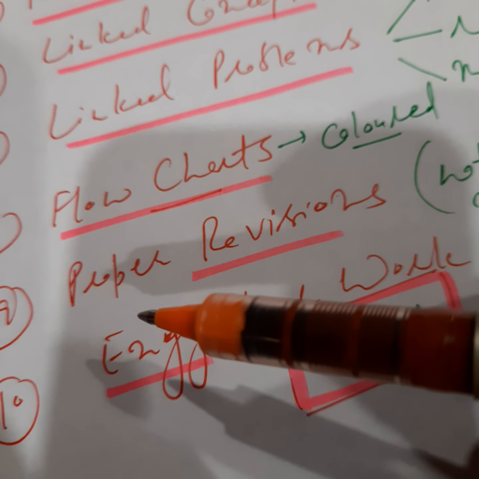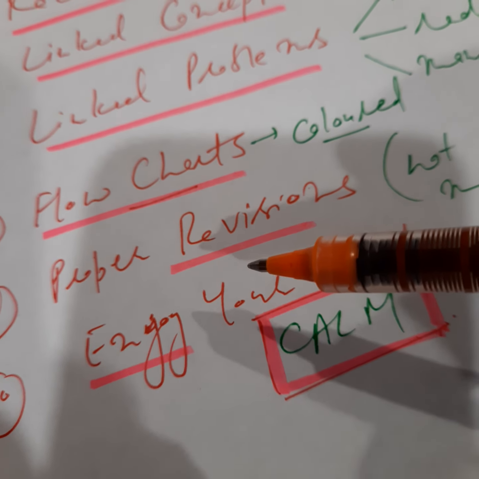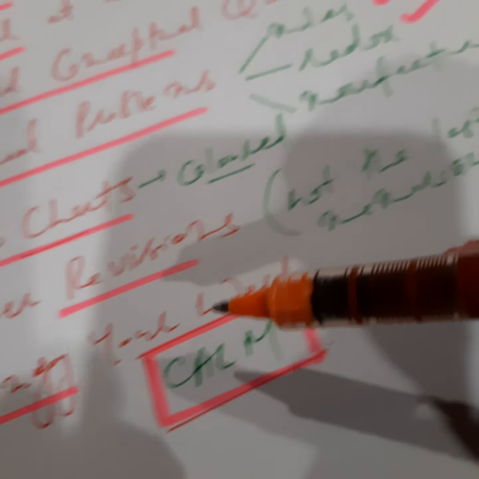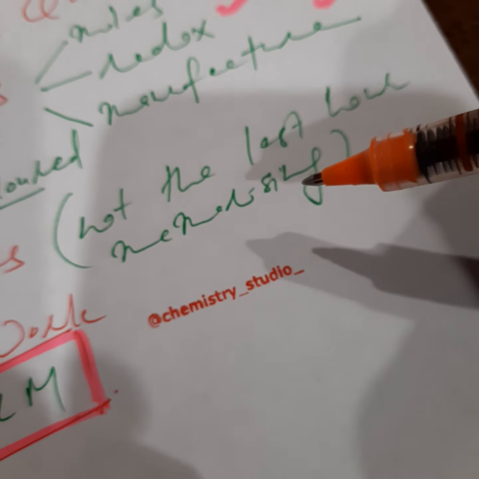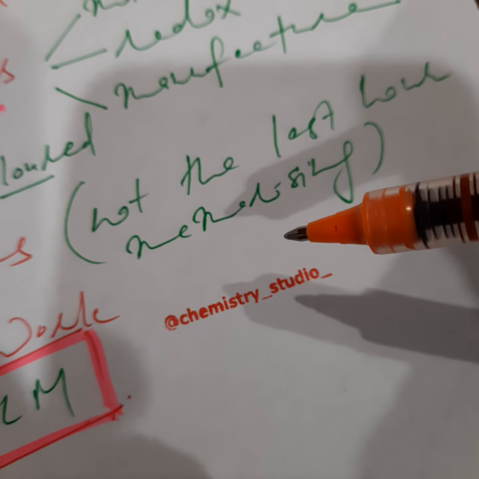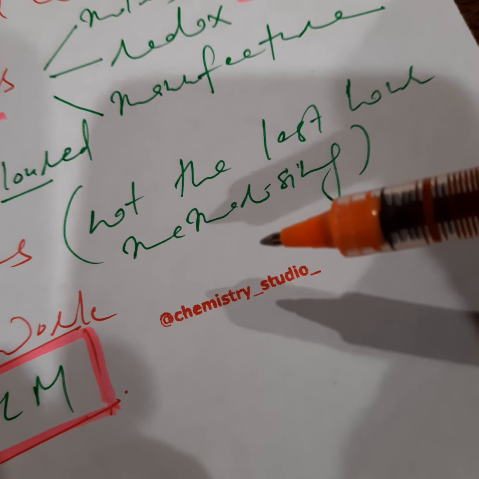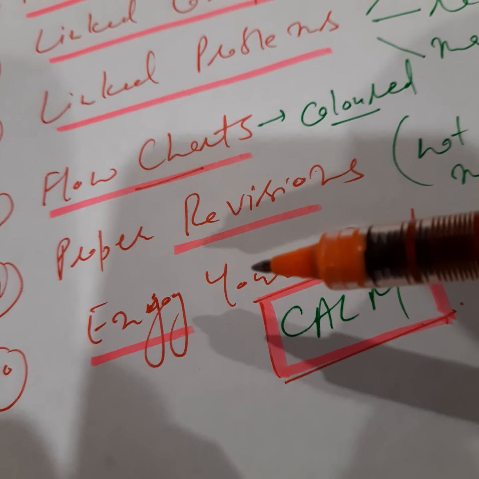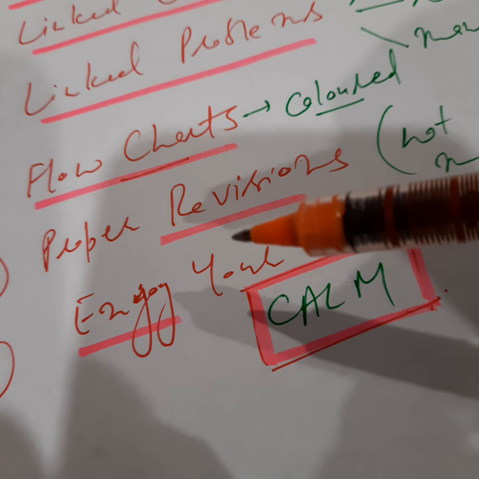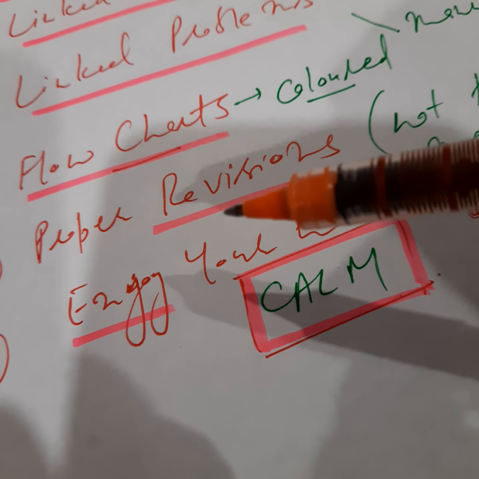Then there must be proper revisions. Otherwise you will end up forgetting things. That is why it is important that you do not try to memorize the chemical equations in the last hour and then complain that you can't remember them. You should keep on revising from time to time so that you are in good touch with chemical equations.